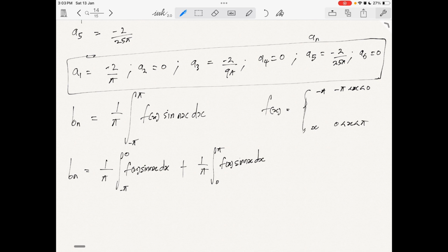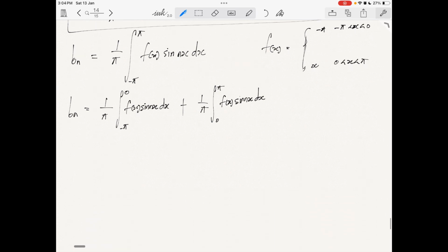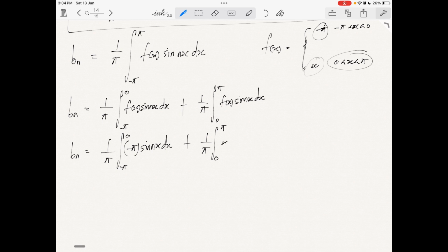So in this case, we would have to put the corresponding f of x into the corresponding range. So for minus pi ranging to 0, we have the f of x to be equals to minus pi, just like we have done in calculating an. And for 0 to pi, the f of x is x, sine nx dx.